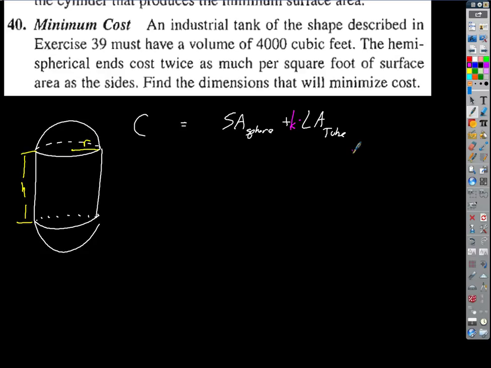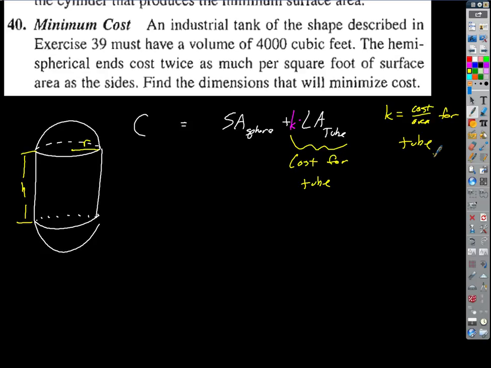And would you agree that that's going to represent, when we do that, the cost for the tube, right? Really what we said there is k equals cost per unit area for the tube. We just introduced that. We don't know what it is, but if the cost per unit area for the tube is k, what is it for the end caps? 2k. Does that make sense?